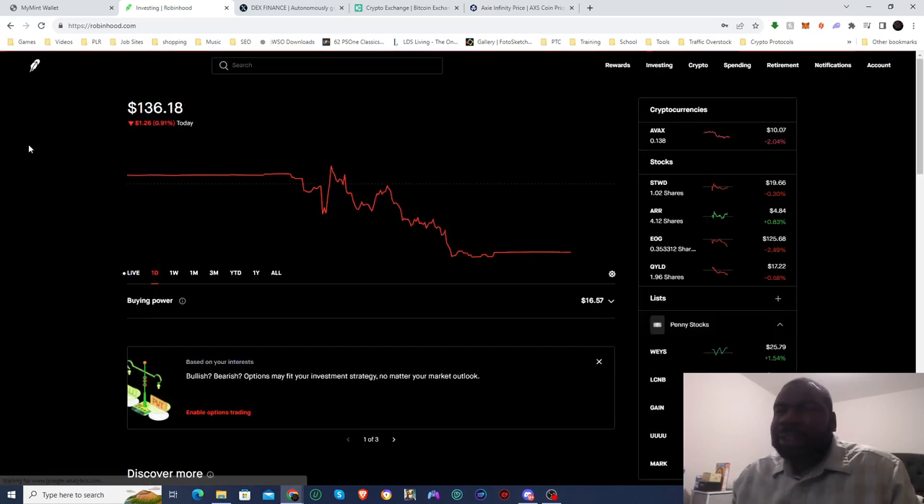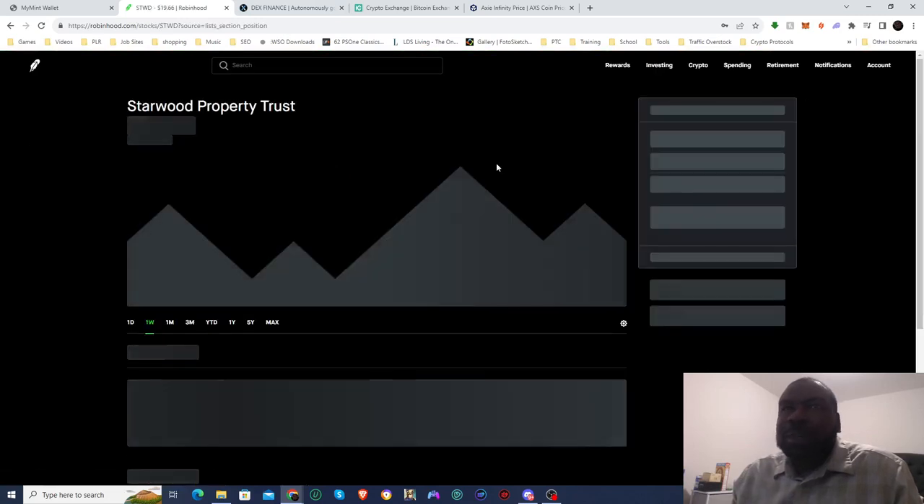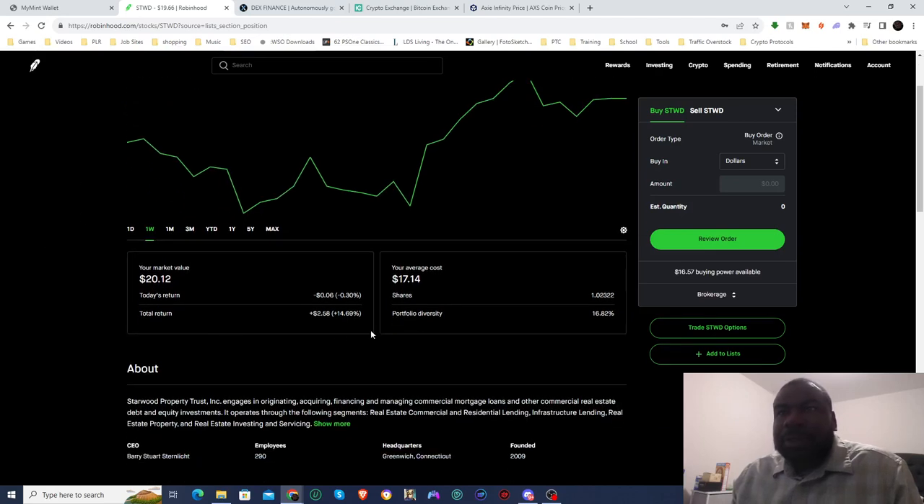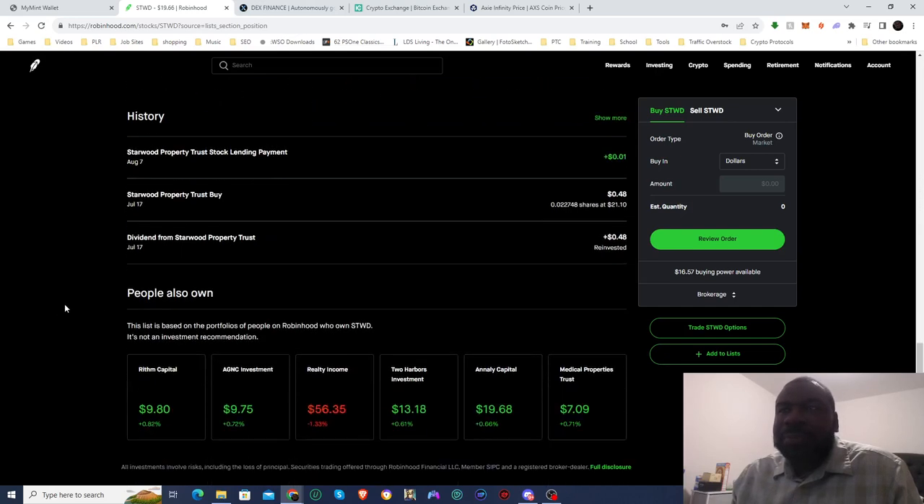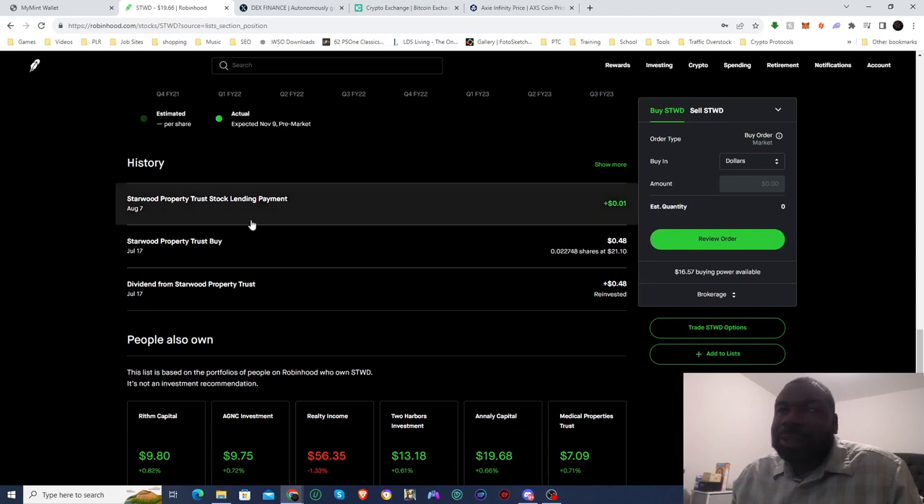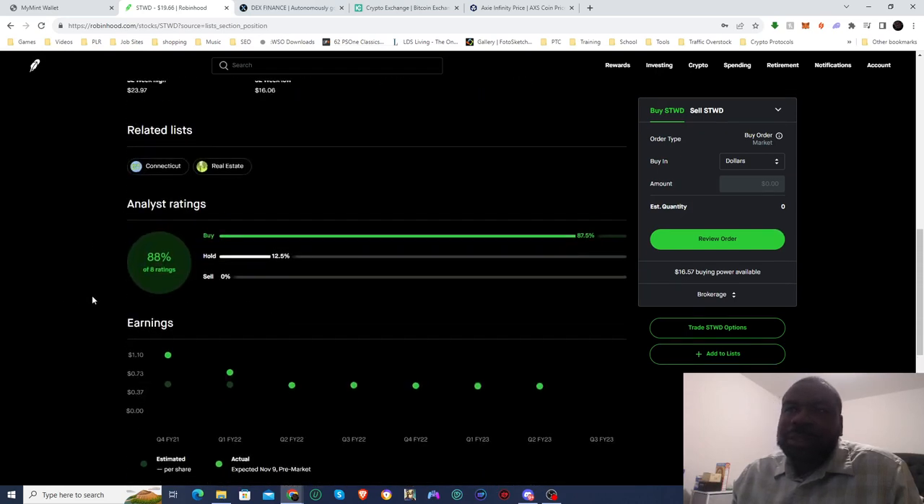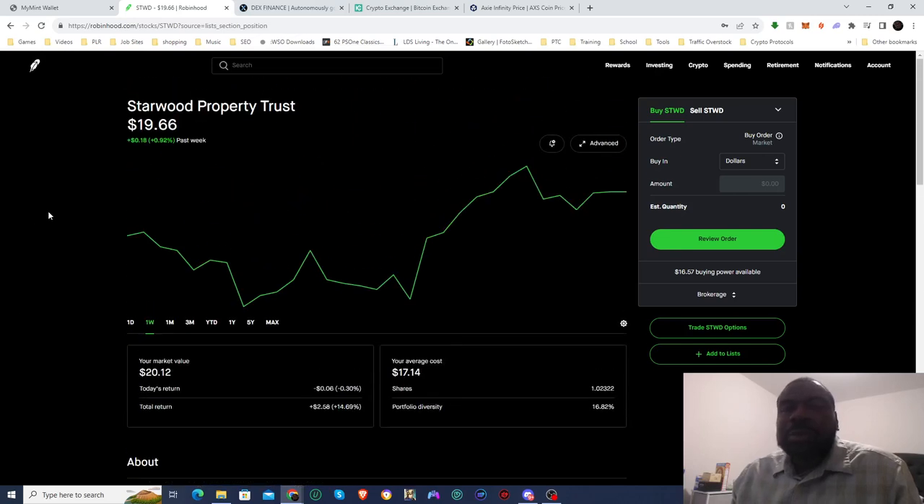If we jump back into the actual stocks, we can see Starwood Property Trust, we are up by almost 1%. If we look at our overall performance, we can see we have a total return of 14.69%, which is $2.58, which is not bad. It looks like nothing has really changed here, so no dividend payment coming. If we take a look at the analysis, it has not changed much at all: 87% buy and a 12% hold. So still doing well there.